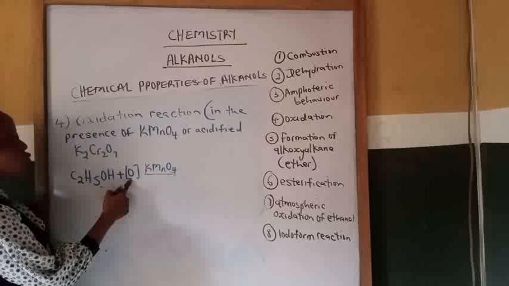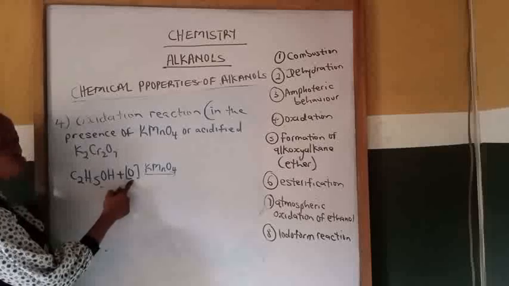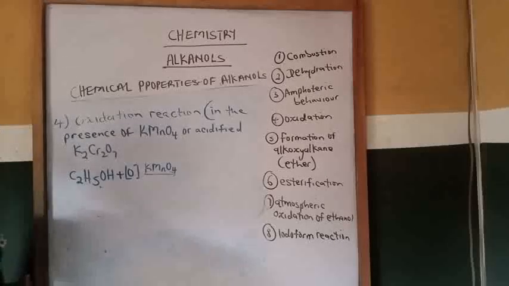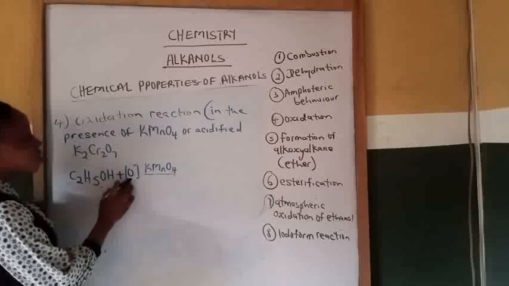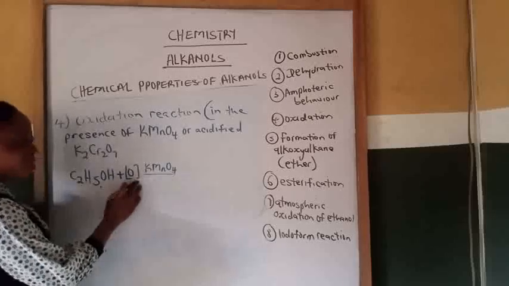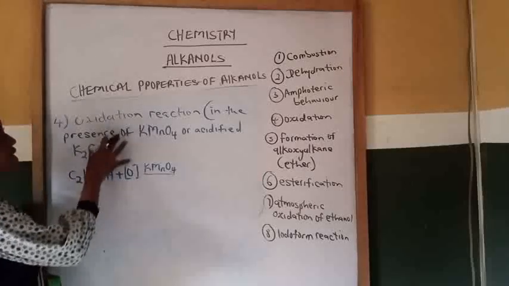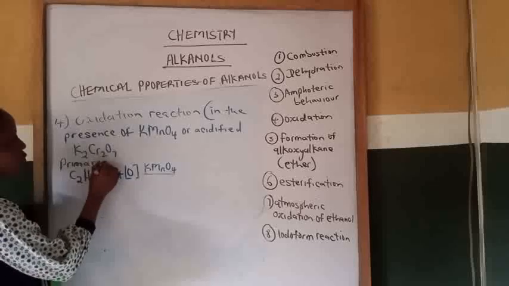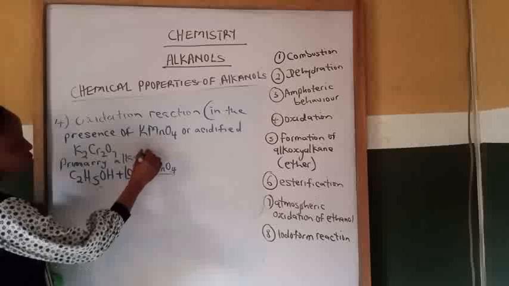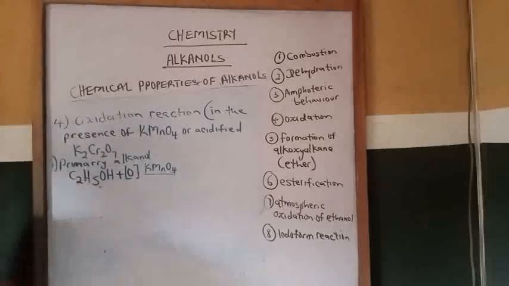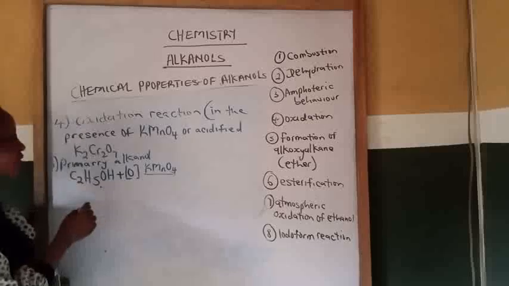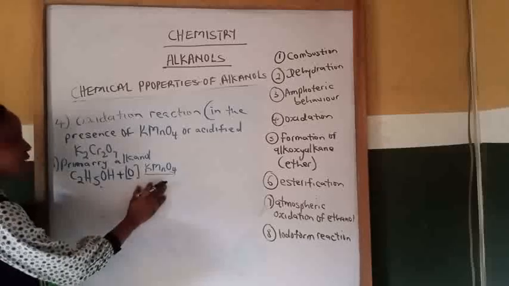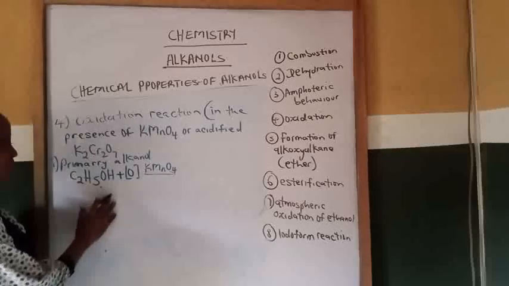Since this oxygen is not what? It's not oxygen molecule. So you have to put it inside brackets because it is not oxygen in the form of gas. So this one shows that this oxygen is from this what? Oxidizing agent. So this chemical reaction, especially for primary alkanol. For primary alkanol. Then you know that ethanol is a primary alkanol. So I can use both molecular formula and the structural formula to explain this chemical reaction.